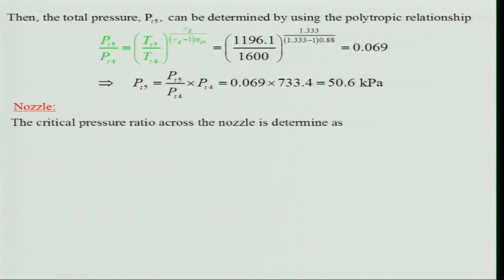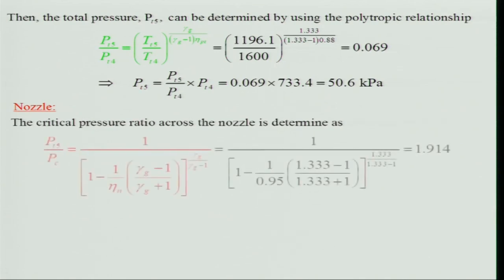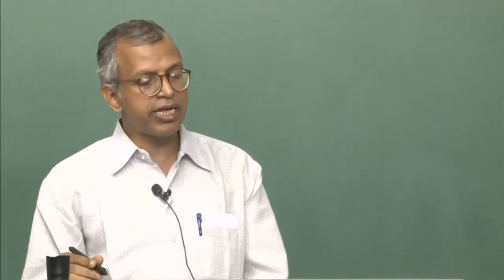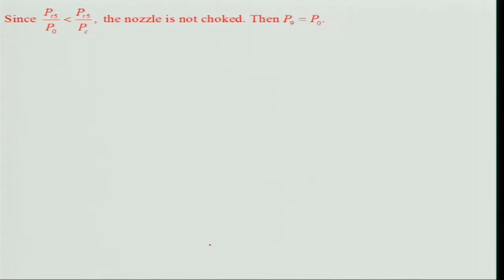Now, for the nozzle we need to determine the critical pressure ratio across the nozzle, and we will do a similar thing. It happens to be 1.914, and keep in mind here we have to use gamma g because it is hot gas. In case of the fan we will be using gamma a, that is 1.4. The actual pressure ratio across the nozzle will be PT5 by P0, which is 1.9. This ratio is less than the critical pressure ratio, though only very slightly, so it will be almost critical. One has to be a little careful because the situation can change, but in this case we will consider that the nozzle is not choked because PT5 by P0 is less than PT5 by PC. If it is not choked, P9 is equal to P0, that means the nozzle is fully expanded.